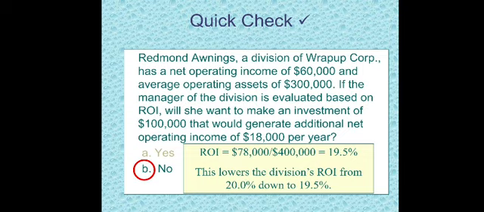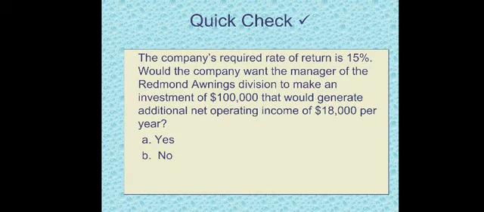Okay, but there's a way to solve that problem. To solve that problem, the company can use the RI. Okay, let's see here. The company's required rate of return is 15%. Will the company want the manager of the department or division to make an investment of 100,000 that will generate additional net operating income of 18,000 per year? Okay, let's see.